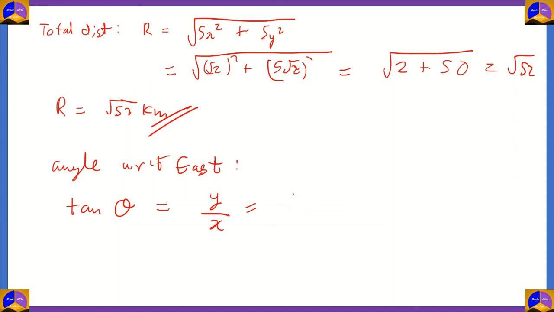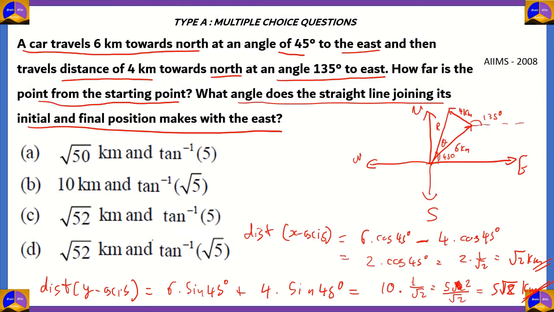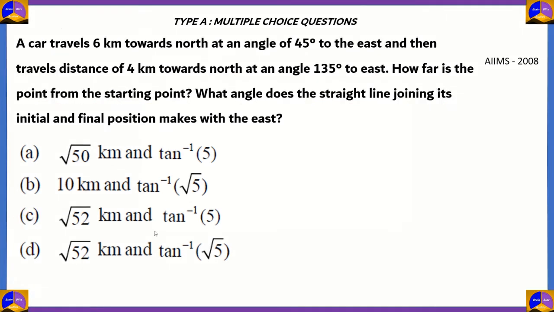So now y by x is equal to 5 root 2 divided by root 2, which is equal to 5. So tan theta is equal to 5. Therefore, theta is equal to the tan inverse of 5. So root 52 kilometers and tan inverse of 5 is the right answer. And if you look at our options, you find that option C is the correct option. The correct angle and the correct distance are shown by option C.